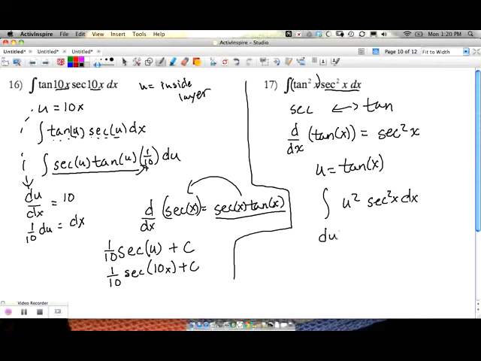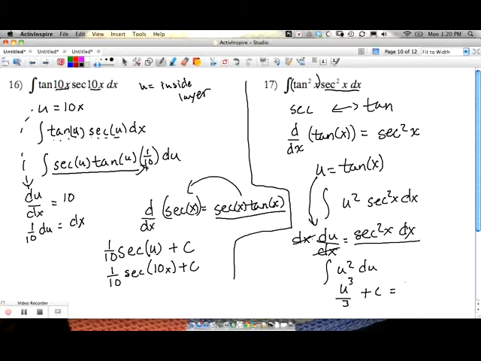But this du dx, when I take the derivative, it's going to be secant squared x. And that's where I get the secant squared x. I'm going to multiply both sides by dx. So du is secant squared x dx. It's a perfect fit. So that means I'm really just doing the integral of u squared du. Now again, simple power rule, u cubed over 3 plus c, which is really tangent of x cubed over 3, or 1/3, however you want to write it, plus c. Done, done, done, done.